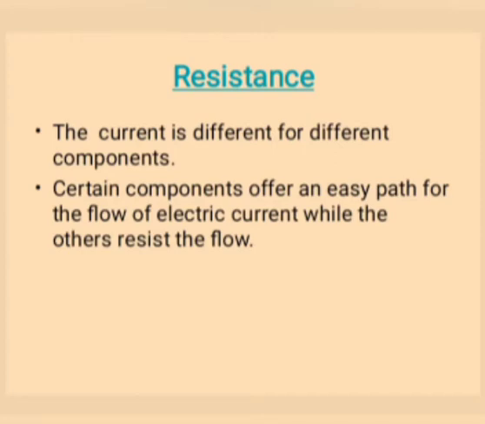We observe that the current is different for different components. Why? Certain components offer an easy path for the flow of electric current, while the others resist the flow of electric current. In the case of nichrome wire, the resistance is more. In the case of tungsten filament, the resistance is less. Thus, motion of electrons through a conductor is retarded by its resistance.